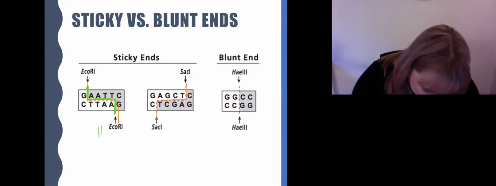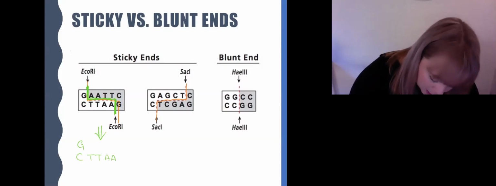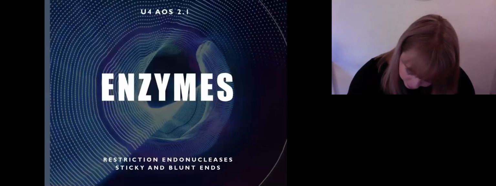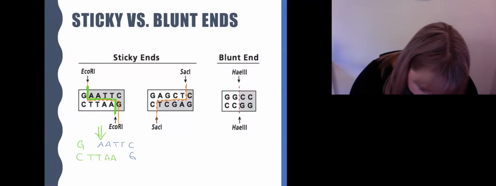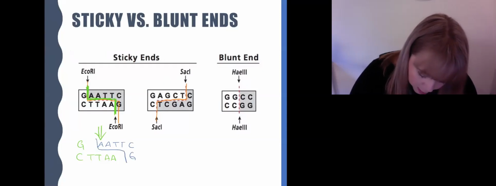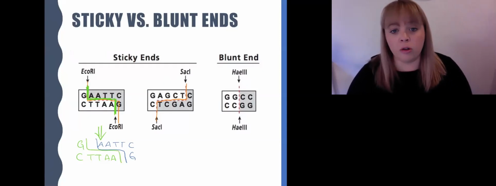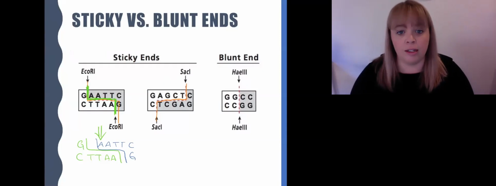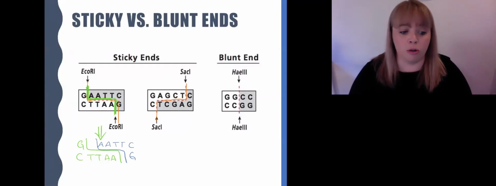What you would end up with in this case is G, C, T, T, A as one end, and then as your other end, you're going to end up with A, T, T, C, G. So this is one piece of DNA, and then this is another piece of DNA. You should be able to draw that. You don't have to remember all of these sequences, but if they told you what the recognition sequence is, you should be able to draw the product.